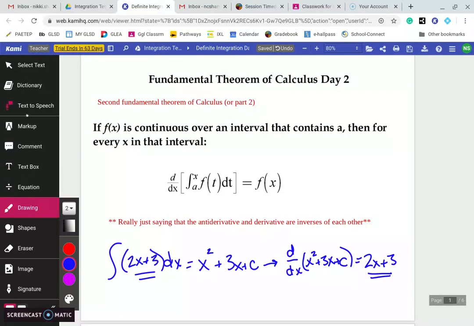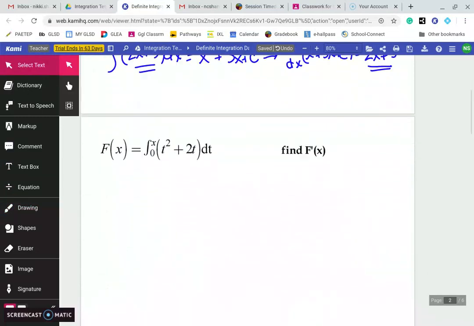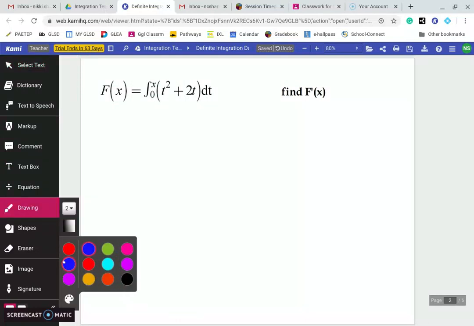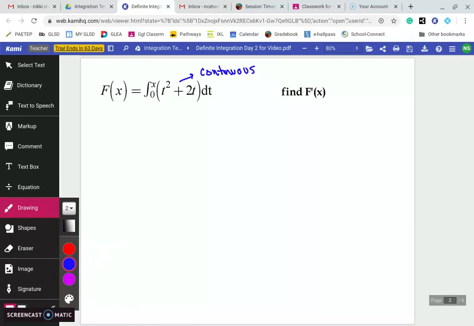So if you are given a problem where they say, for example, capital F of x is this wonderful integral right here, and I want to find the derivative of that function, you have to ask yourself a few things. First of all, is this continuous? Okay, is that continuous? And we know a parabola is going to be continuous, yes. Really, the only thing you have to worry about are asymptotes, and as long as the asymptote is not happening in your interval, then you're okay. But is this continuous? Yes.